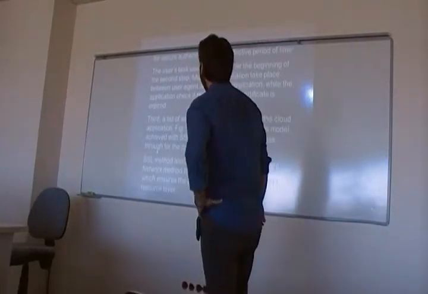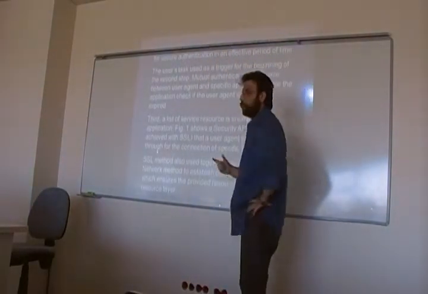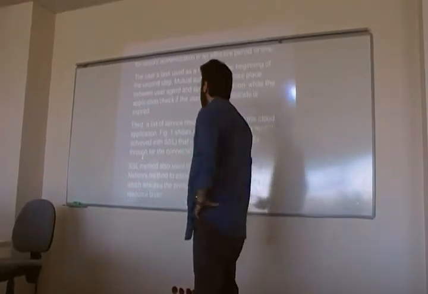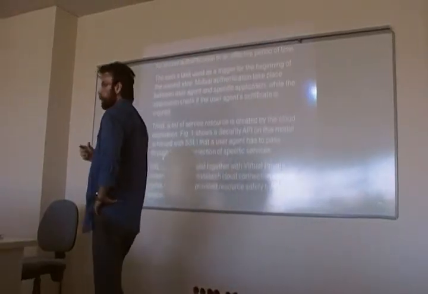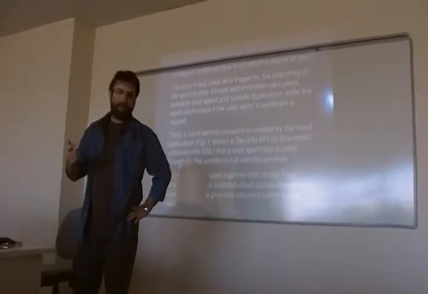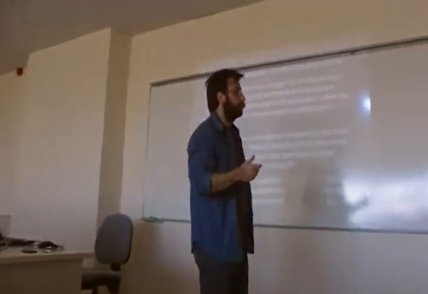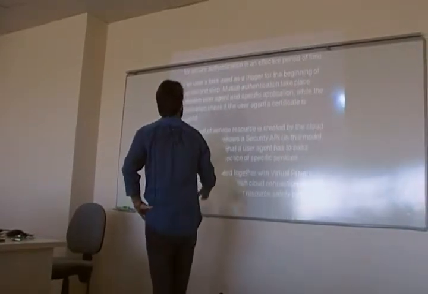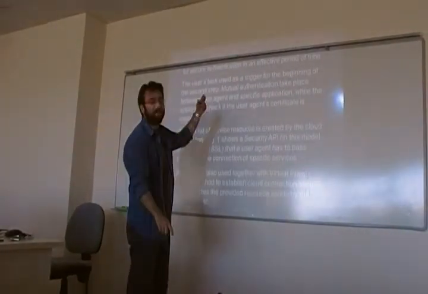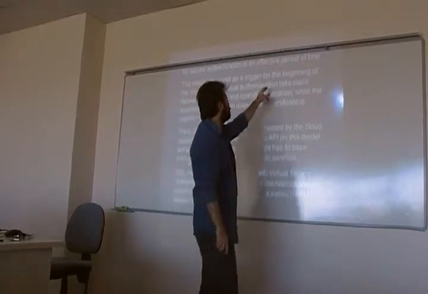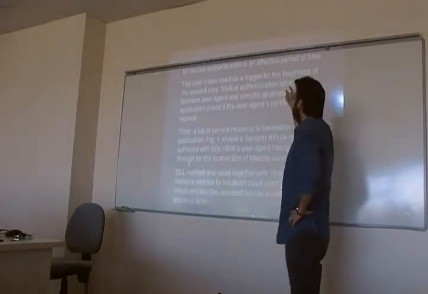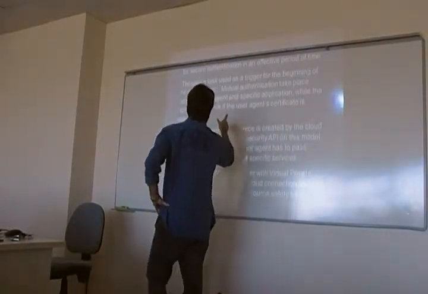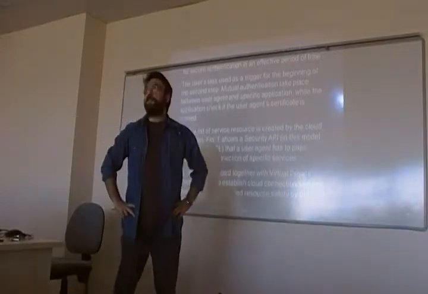Yes, the previous model. First, a certificate needs to be created for the access control. This certificate includes some parameters like start time, end time, host name, user ID, and etc. After that, the user's requested task from the cloud triggers the beginning of the second step. Mutual authentication takes place between the user agent and specific application, while the application checks if the user agent certificate is expired or not.